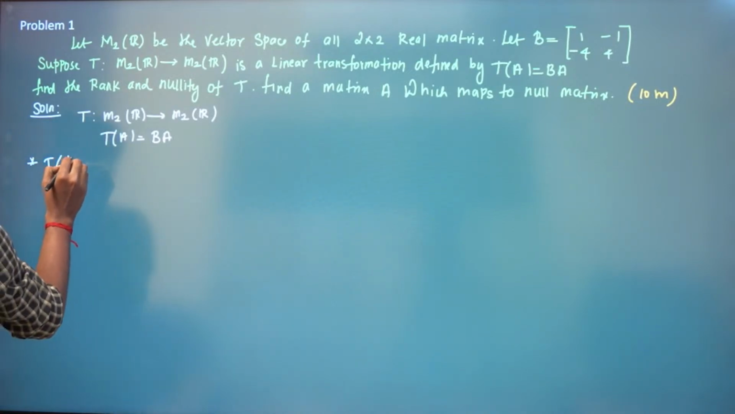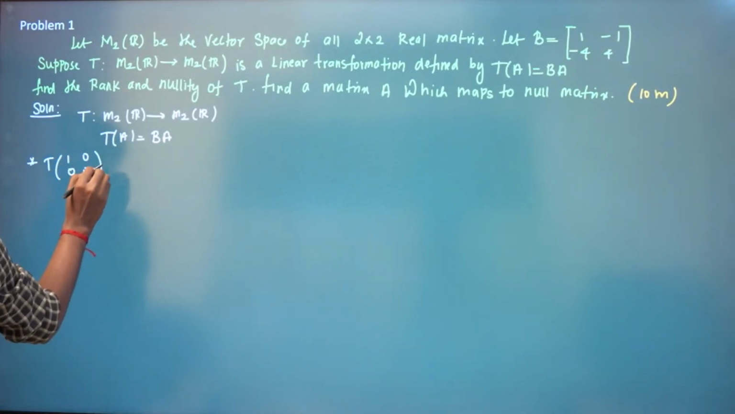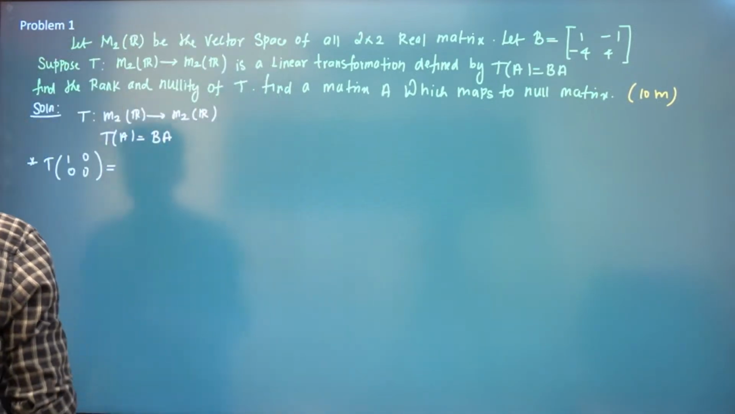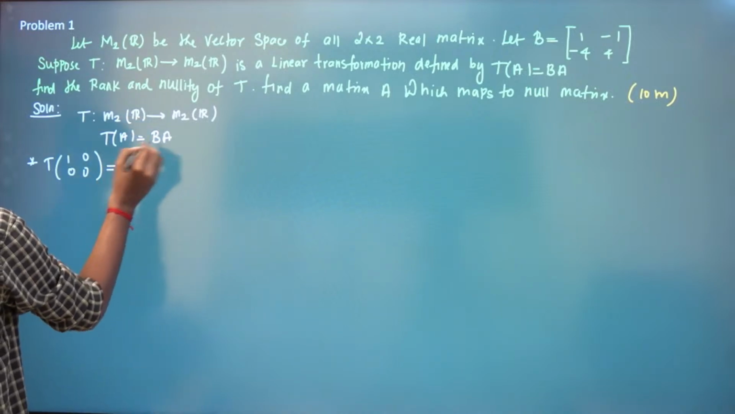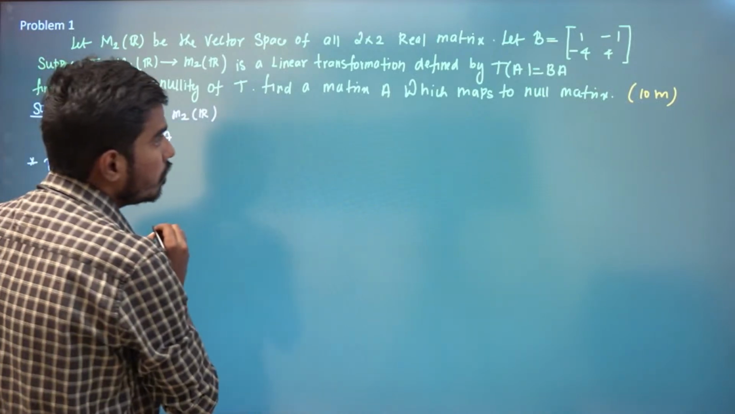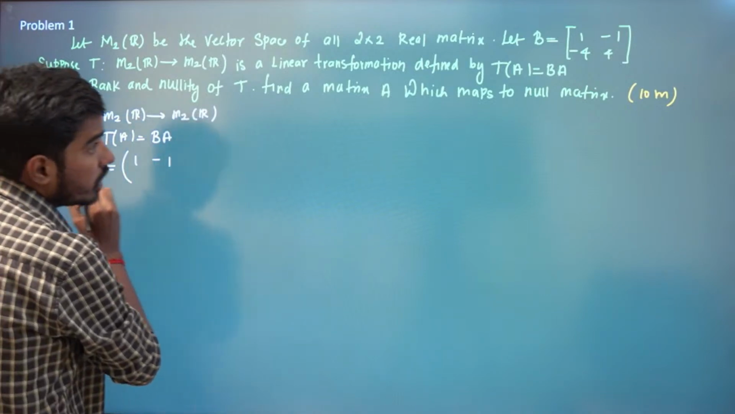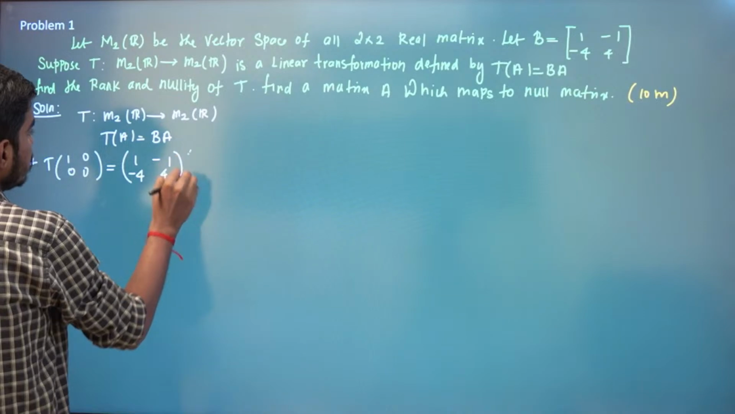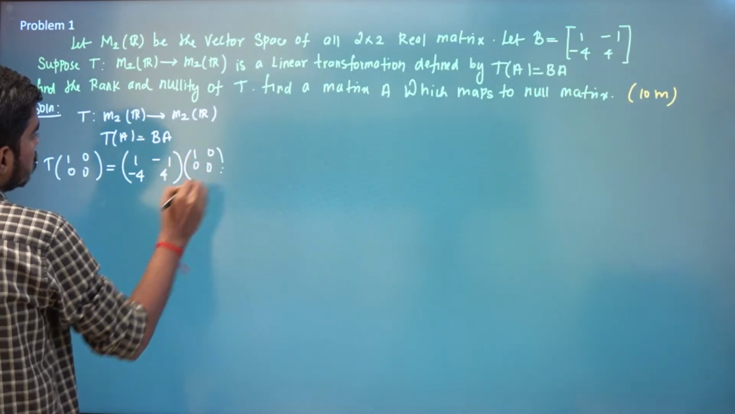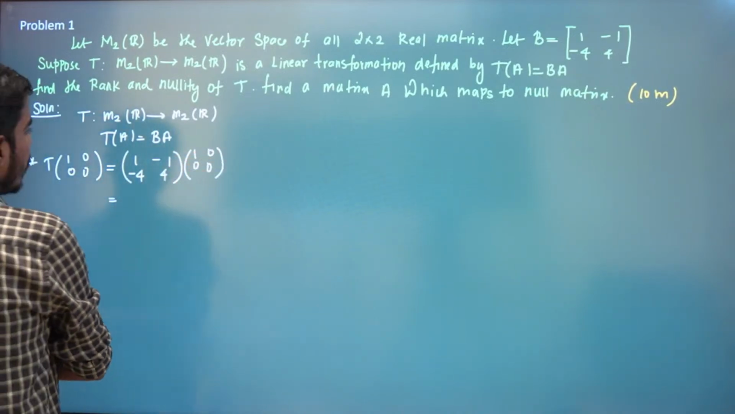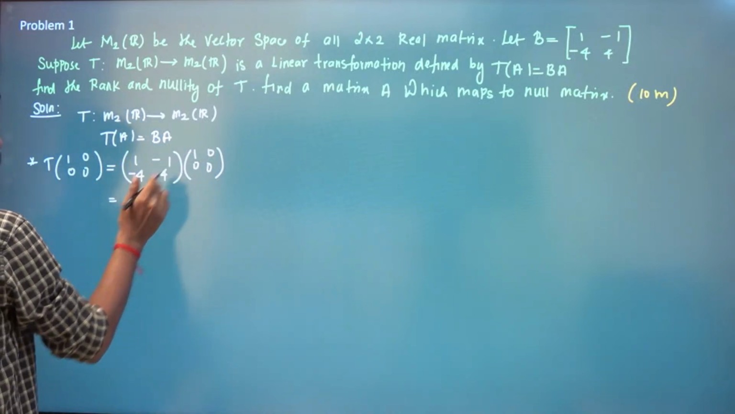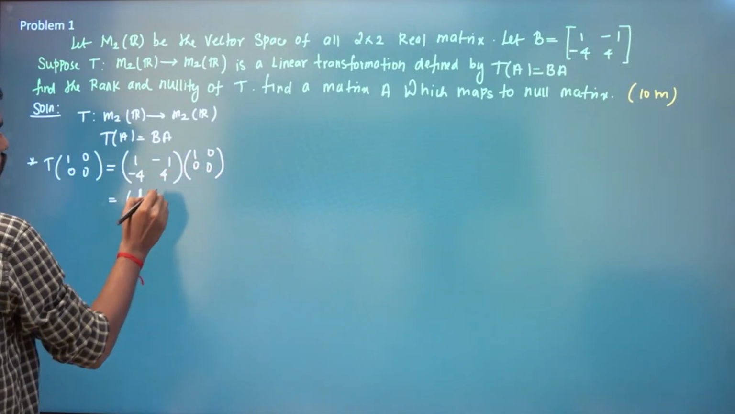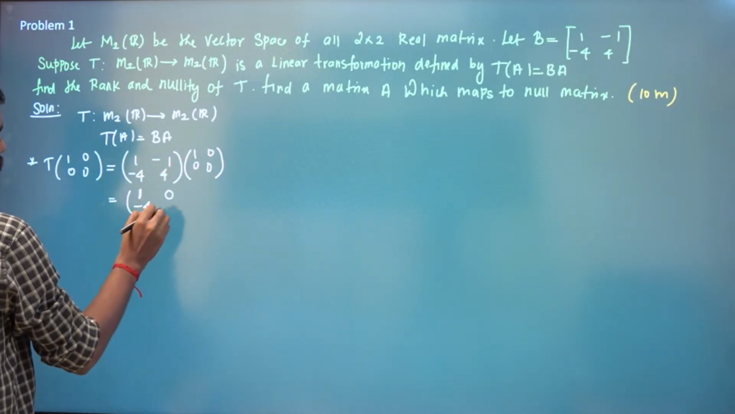So T of 1 0 0 0. I'm finding the matrix of T with respect to the standard basis. T of 1 0 0 0 is equal to B times A. B is 1, minus 1, minus 4, 4, times A, and A is 1 0 0 0. You just multiply the matrices. What you will have is 1 into 1, minus 1 into 0, which gives 1 0, and then minus 4, 0.